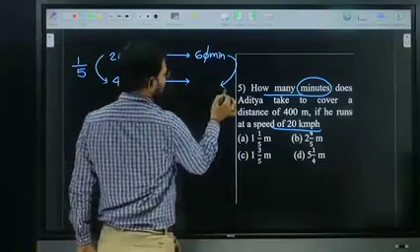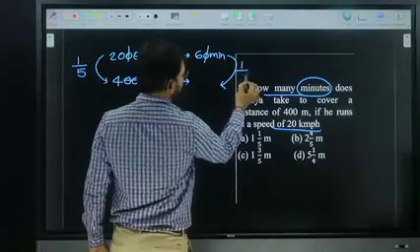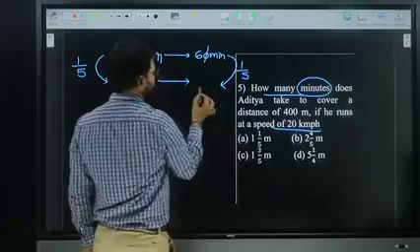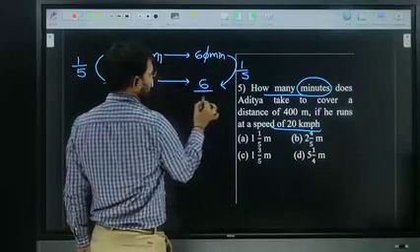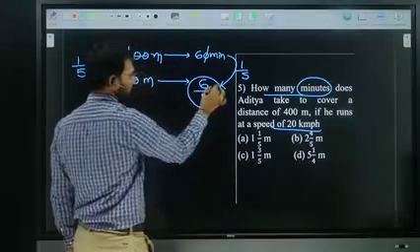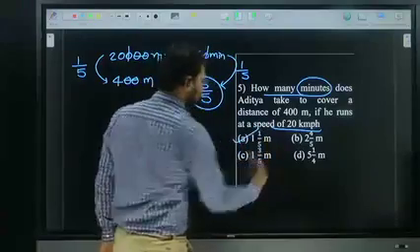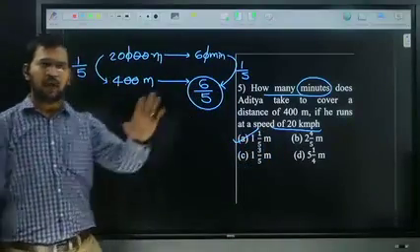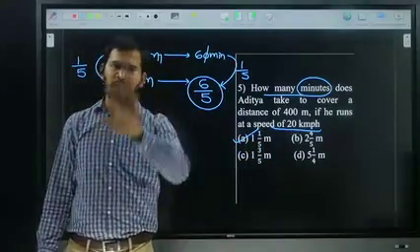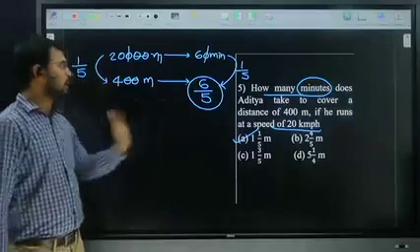Here also 1 by 5. 6 into 1 by 5 is nothing but 6 by 5. Therefore 6 by 5 is nothing but 1 by 5 minutes. Your option is 1 by 5 minutes. So option A is the right answer.